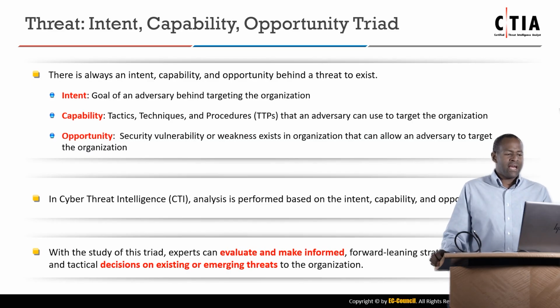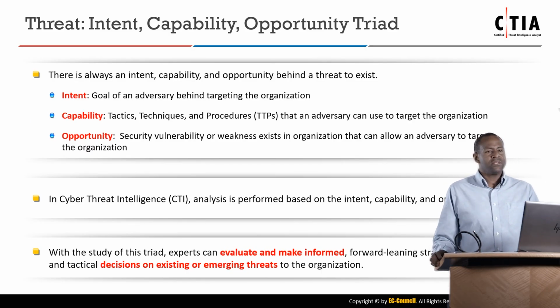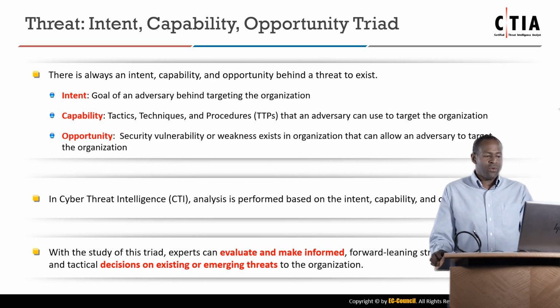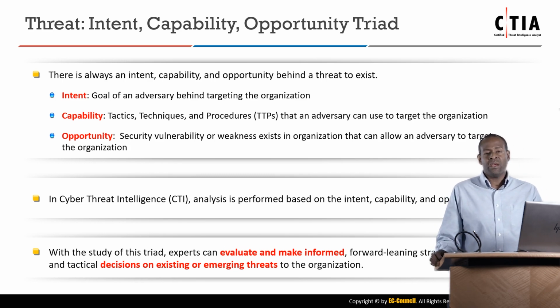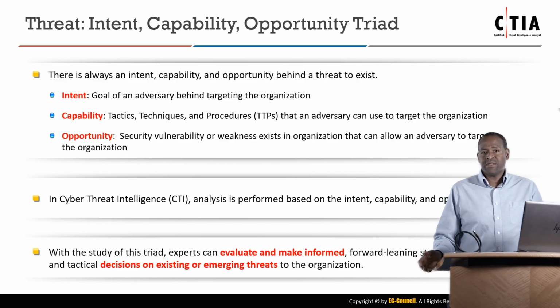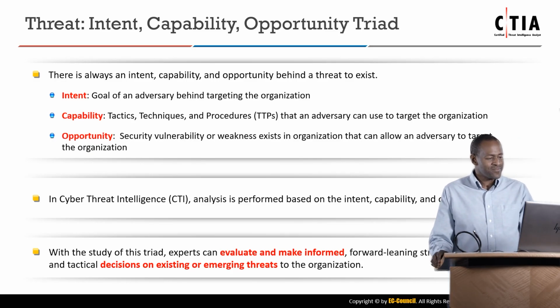All right, in terms of threats, we're going to look at intent, capability, and opportunity. This is a triad, the intent, capability, and opportunity triad. So let's start with intent. There is always an intent, always capability and opportunity in order for there to be a threat, right? Without intent, then we don't really have a threat, except for perhaps with the idea of undertrained employees that I mentioned in the last slide.